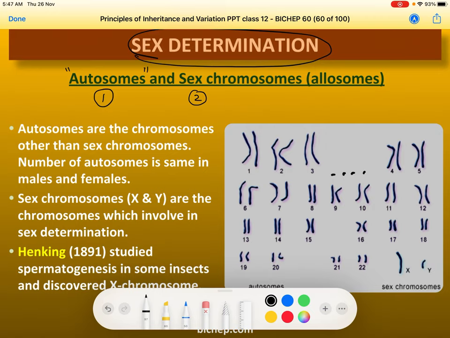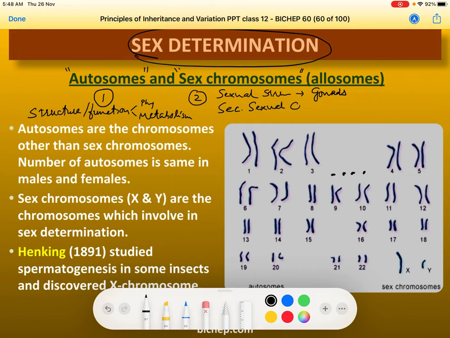So autosomes are controlling your structure and function, that is physiological functions and metabolism. But the second set of chromosomes is responsible for maintenance of sexual structures, that is gonads, and secondary sexual characters. Those are termed allosomes as well, so sex chromosomes are also termed allosomes.